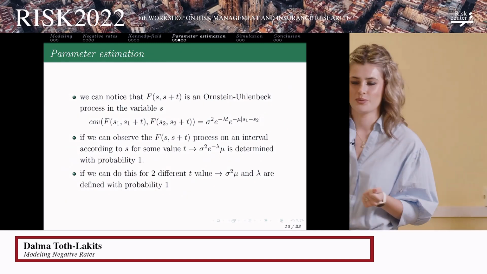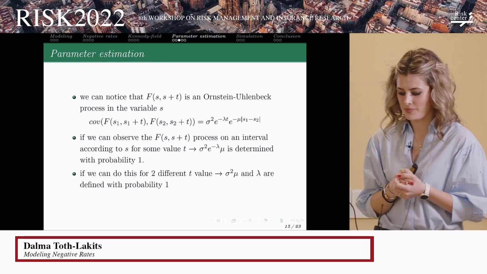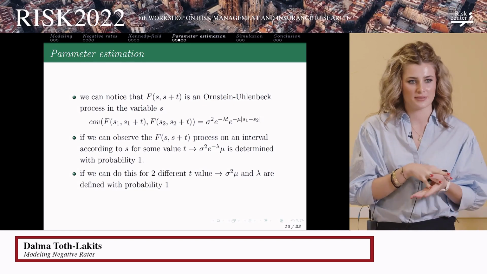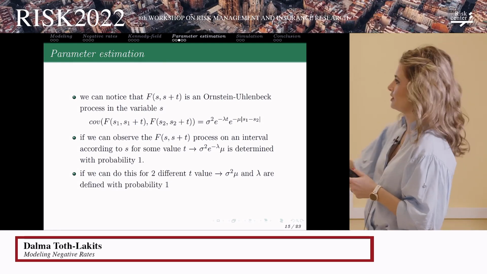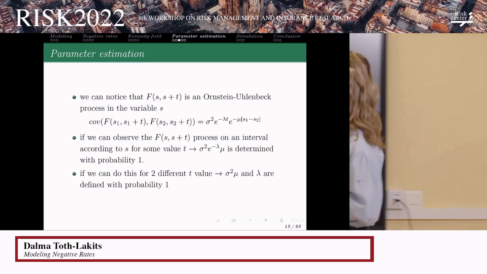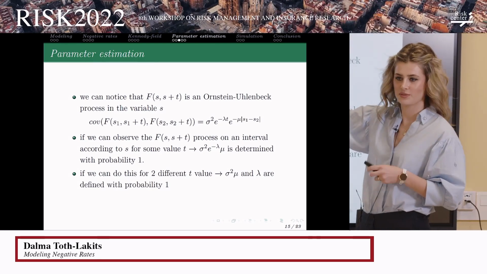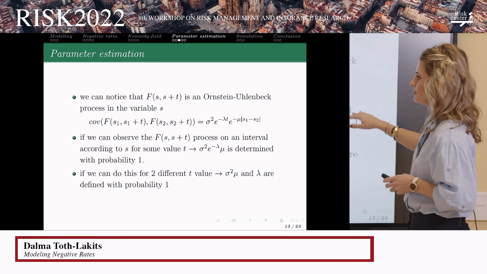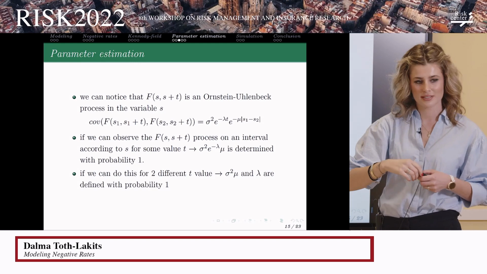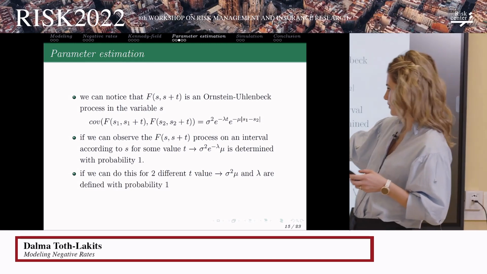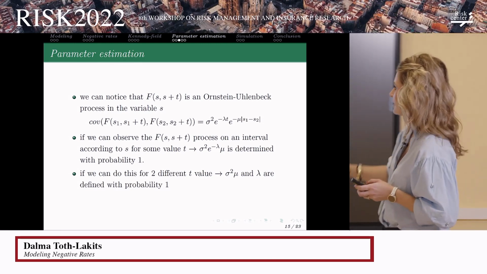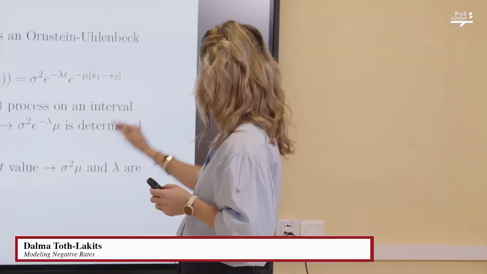So how did we do the parameter estimations? We did two types of parameter estimations, because we noticed that if we look at the covariance field where the difference between the two time variables is fixed, so the difference here is t, then the process is reduced to an Ornstein-Uhlenbeck process. Therefore, if we can observe the forward rates for different t values, then we can get estimations for sigma square, mu, and lambda as well with probability 1. So this is how we are going to estimate these three parameters.